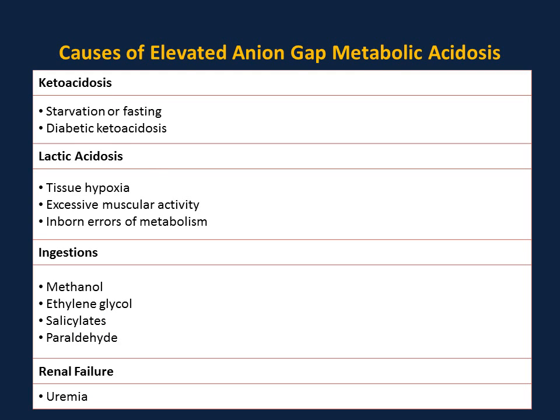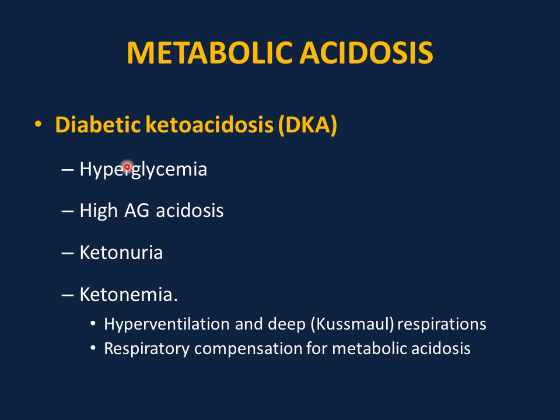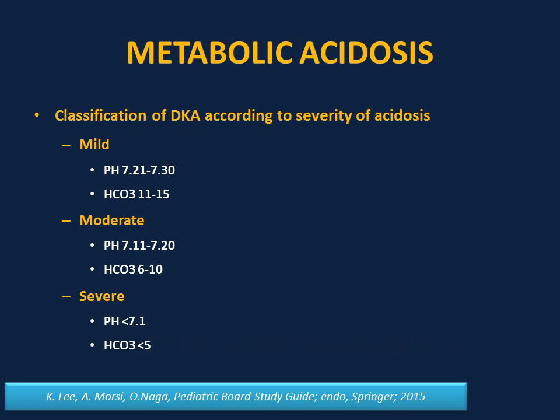Metabolic acidosis. DKA, or diabetic ketoacidosis, is a very important cause of acidemia. It presents with hyperglycemia, high anion gap acidosis, ketonuria, and ketonemia, and the body will compensate for this acidosis by hyperventilation, deep respiration, and will cause respiratory alkalosis for this metabolic acidosis. So these patients are usually expected to have metabolic acidosis with secondary respiratory alkalosis.